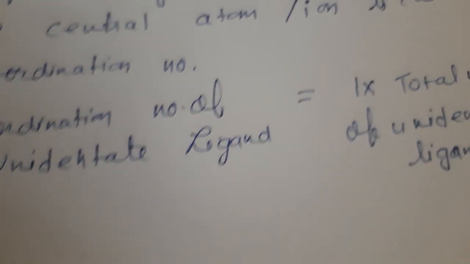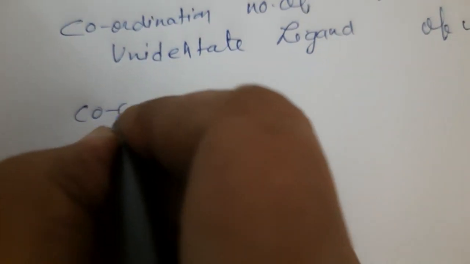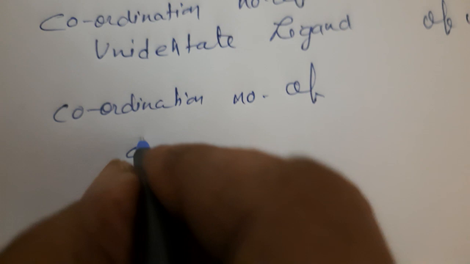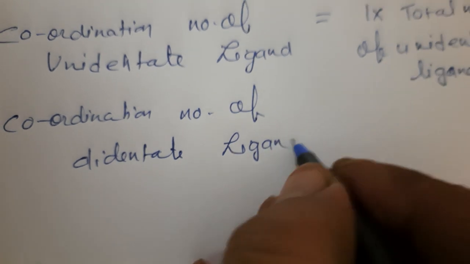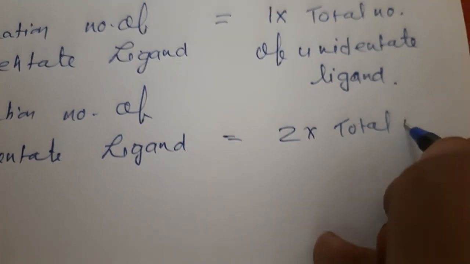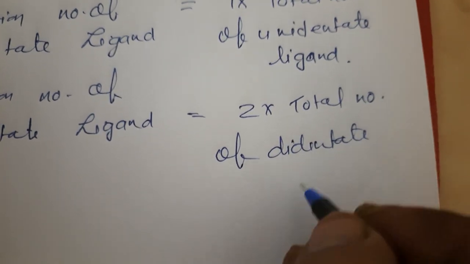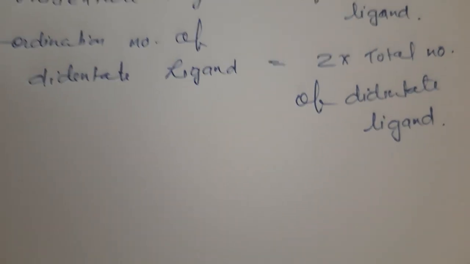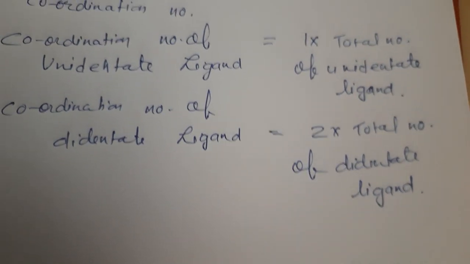Okay. Second is, if we have to find out the coordination number of didentate ligand, it is equal to 2 into total number of didentate ligand. Similarly, if it is hexadentate, then 6 into total number of hexadentate ligand. इस तरह से हमें फाइंड करना है.